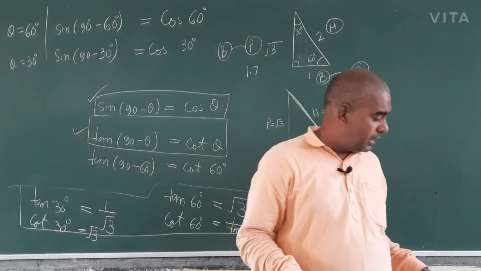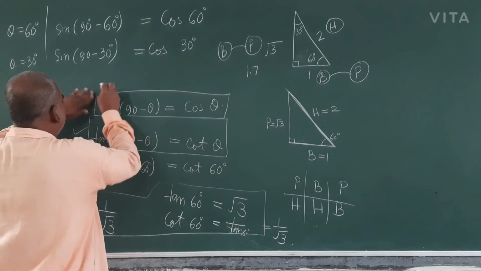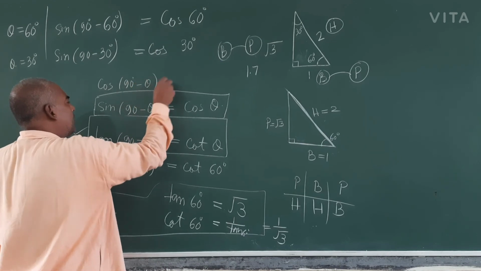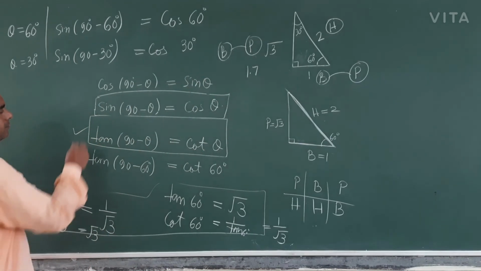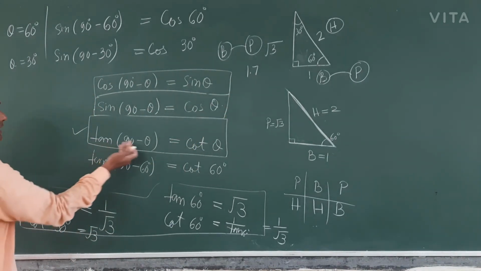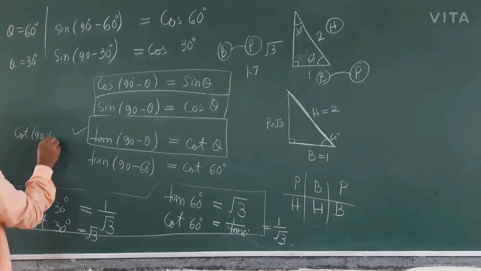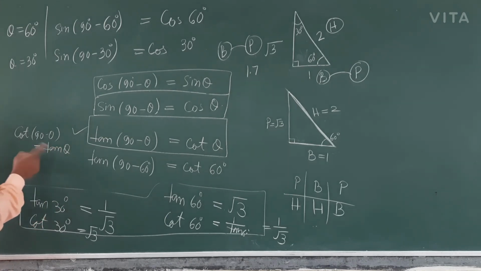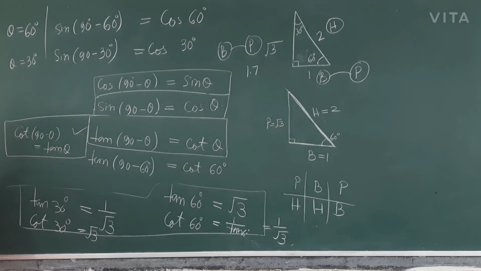Some students ask, sir, what if I write cos 90 minus theta? Cos 90 minus theta will be sin theta. Some students ask, you have written tan 90 minus theta, what about cot 90 minus theta? It will be tan theta. For this I will tell you in my next video.